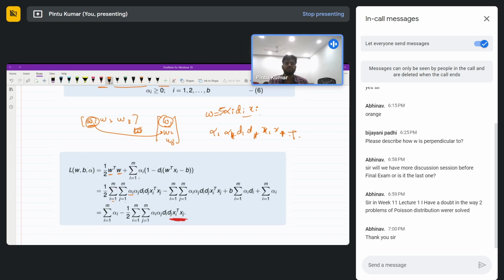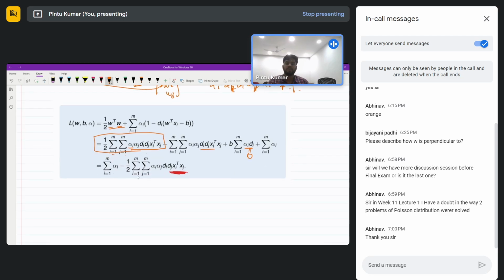Then we had this summation, okay? So this W transpose W is written in this way, okay? And similarly, we have replaced W over here, and this alpha I di term goes to 0, okay? So we are just left with this was plus half, and this was minus 1 times the same quantity. That's why you obtained minus half, and this term is left over here. So this is the Lagrangian that we get at the end, okay?